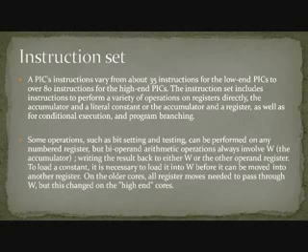Some operations, such as bit setting and testing, can be performed on any numbered register, but bi-operand arithmetic operations always involve W, writing the result back to either W or the other operand register. To load a constant, it is necessary to load it into W before it can be moved into another register. On the older cores, all register moves needed to pass through W, but this changed on the high-end cores.